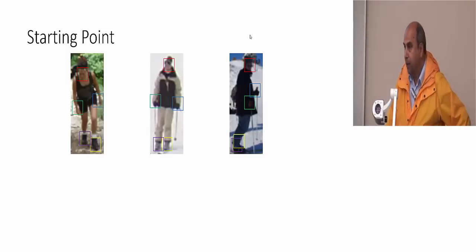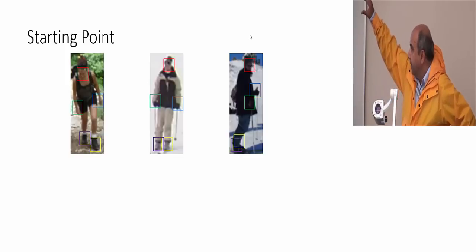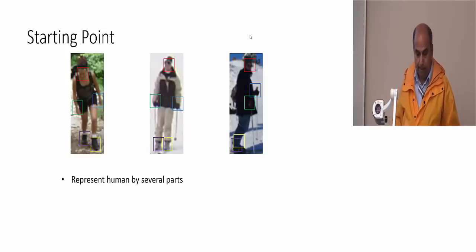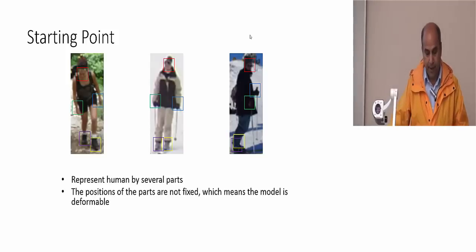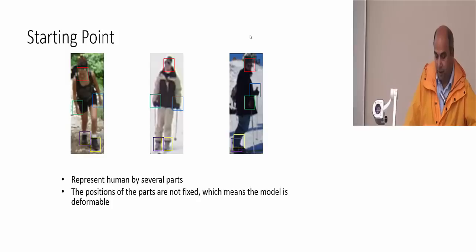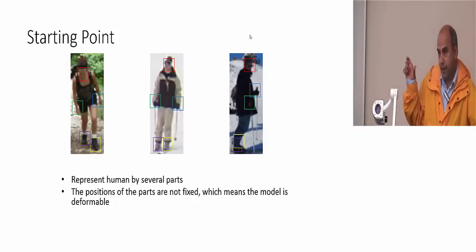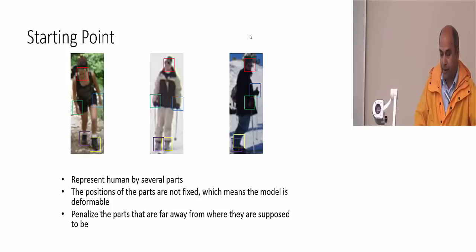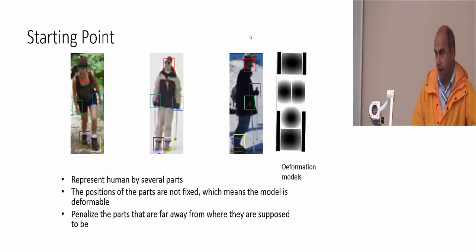Okay, so here is the thing. The starting point will be this. Someone says, well, there are these 5 parts, and they will be at a fixed location in all these images, because we don't have annotation per image. We say, well, the upper part is head and like that, legs and so on. And so we will represent a human with several parts, and the positions of parts are not fixed, which means the model is deformable, and that is the cost thing I showed you. And we will penalize the parts that are far away from where they are supposed to be, and that's the cost.